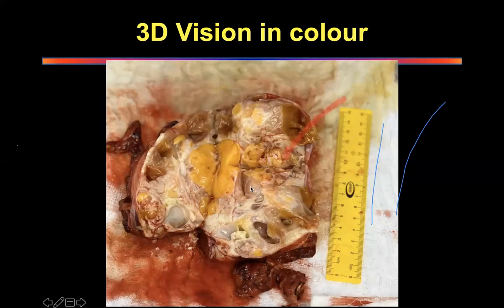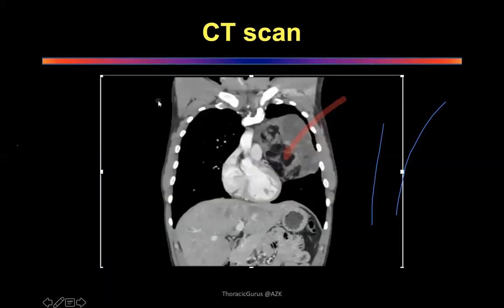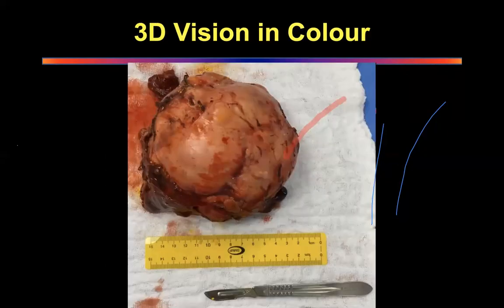Look at these multi-cavitary areas. Look at this fat here. There are septae. There is some calcification here. All of this image should actually form from the CT scan. That is why the CT scan is your best friend. But you must understand that the CT scan is a two-dimensional representation of a three-dimensional pathology. The patient is three-dimensional. So always in your mind, you must work out what it is going to look like in real life.